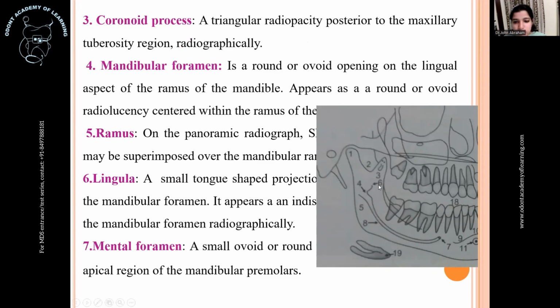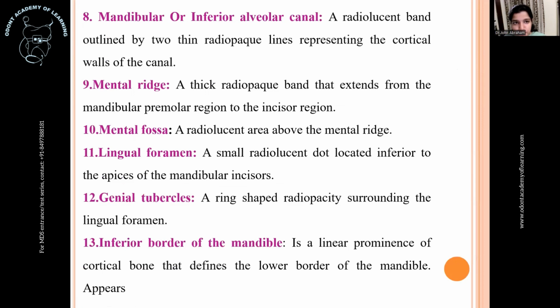And six, this is this particular small tongue-shaped projection, which is radiopaque. It is known as the lingula, and we have a mental foramen in between the premolars. That is in this particular region where this canal ends. So in between the premolars is your mental foramen, which is again an ovoid round radiolucent area.